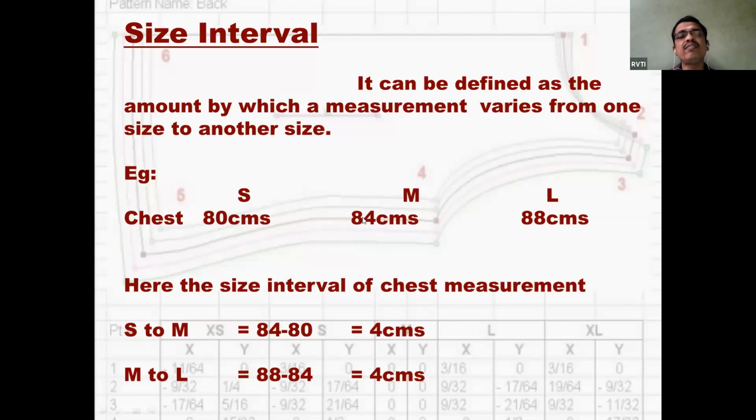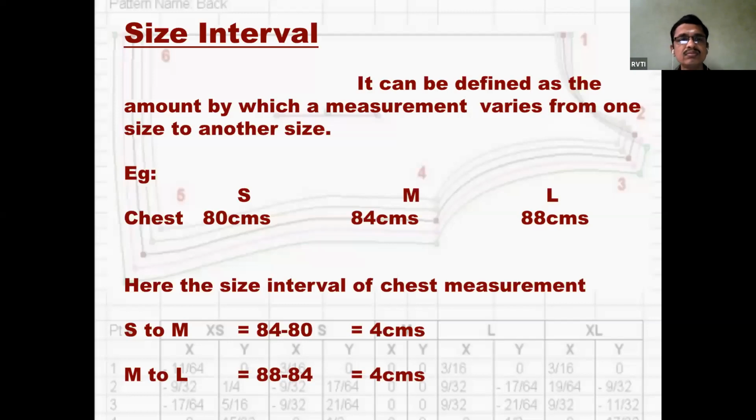Normally we can say that all measurements have an equal size interval. Sometimes it may vary. Sometimes S to M may be 4 centimeter and M to L may be 5 centimeter also. It depends upon the buyer and the size chart. So first you have to understand what size interval means. Size interval is the amount by which a measurement varies from one size to another size.